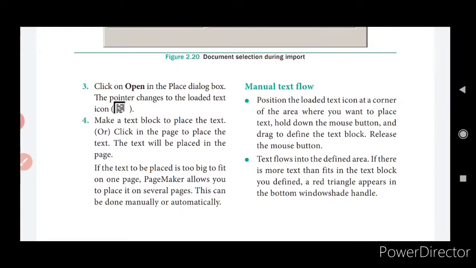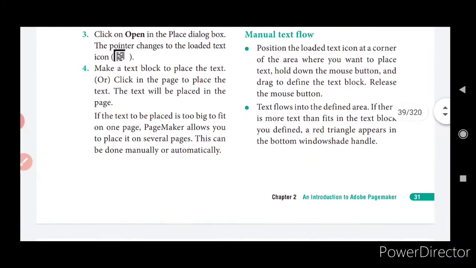Make a text block to place the text, a block where you can place your text. Click on the page and the text will be placed in the page. If the text to be placed is too big to fit on the page, what happens? PageMaker allows you to place it on several pages. For example, if it is going to be 3-4 pages, it cannot be placed in one single page, so PageMaker automatically places it in 3-4 pages.